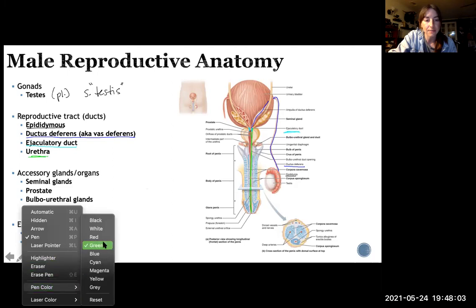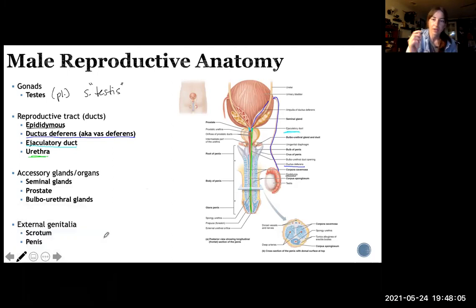Accessory glands include the seminal glands, which contribute to the fluid part of semen.